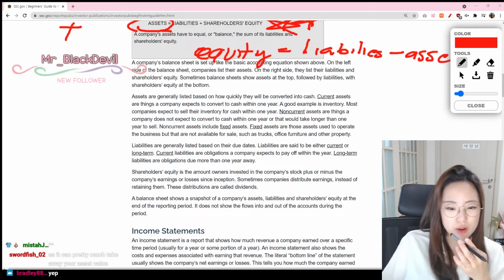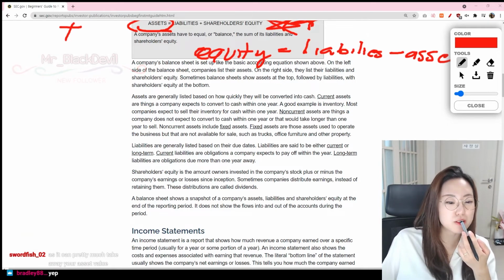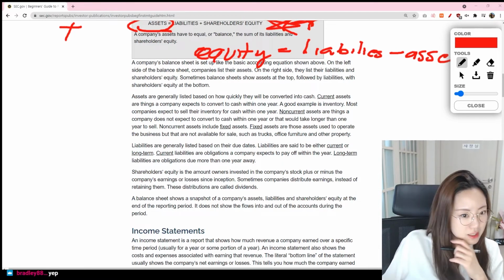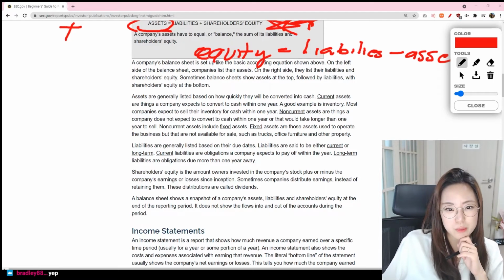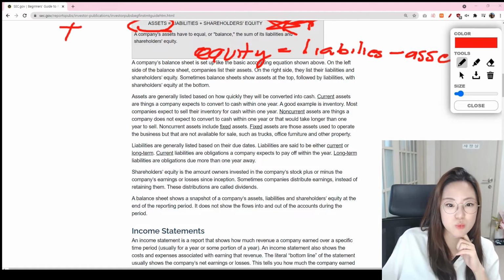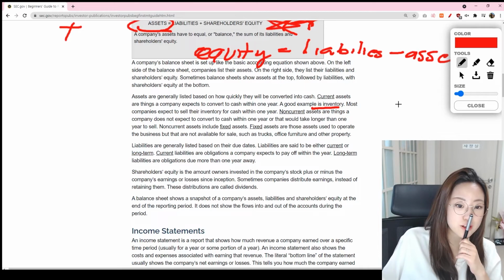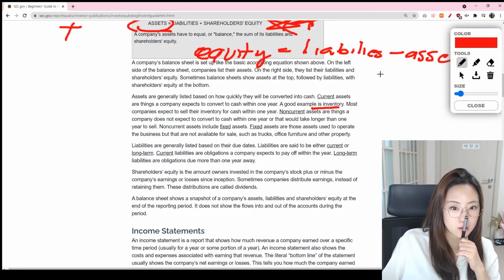Okay. So that's what shareholders' equity is. Okay, assets are generally listed based on how quickly they will be converted into cash. Current assets are things a company expects to convert to cash within 1 year. A good example is inventory. Most companies expect to sell their inventory for cash within 1 year.